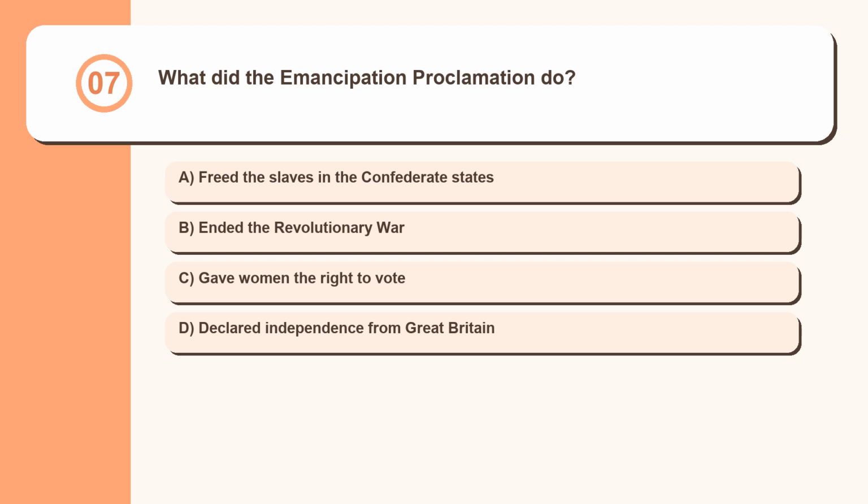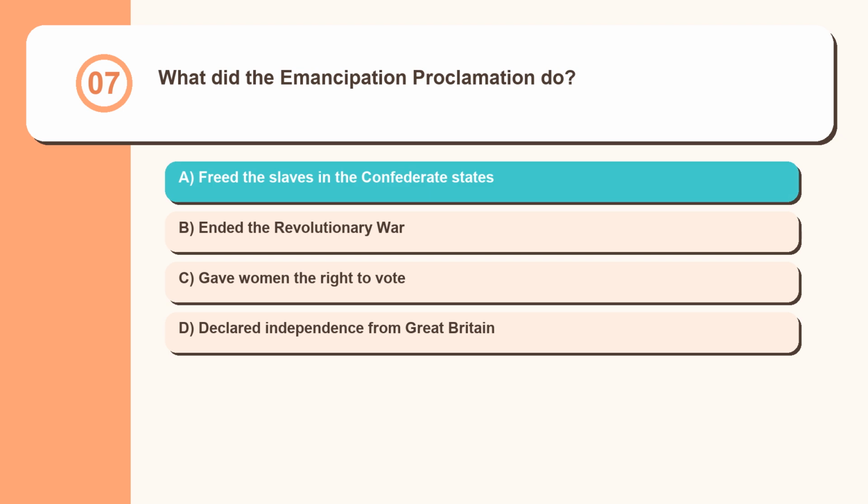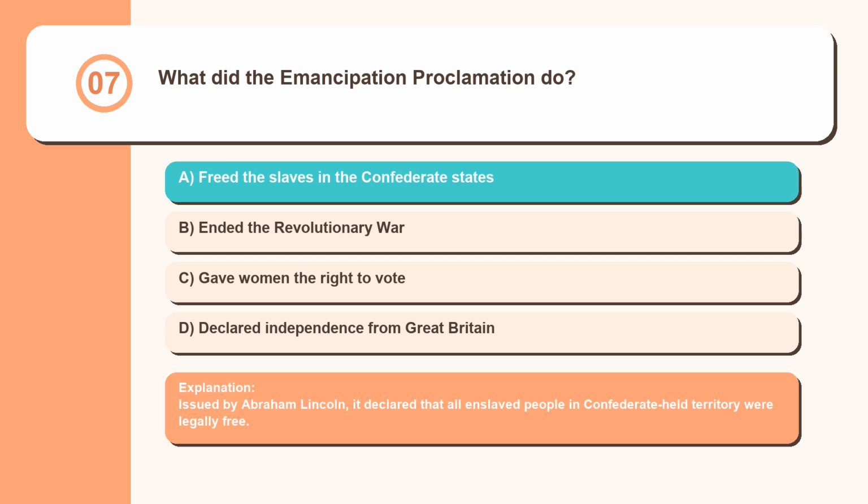Question 7. What did the Emancipation Proclamation do? Freed the slaves in the Confederate States, ended the Revolutionary War, gave women the right to vote, declared independence from Great Britain. Issued by Abraham Lincoln, it declared that all enslaved people in Confederate-held territory were legally free.